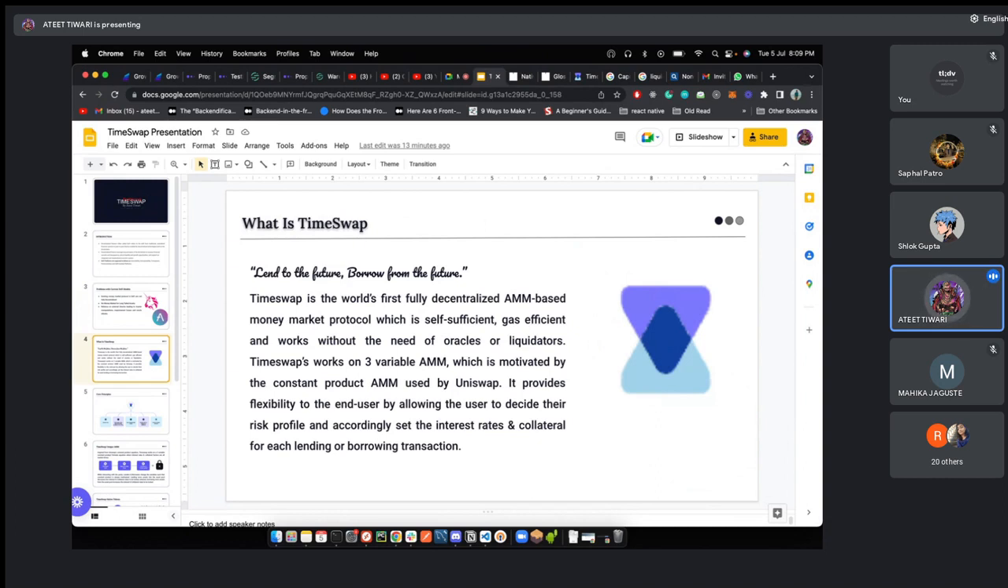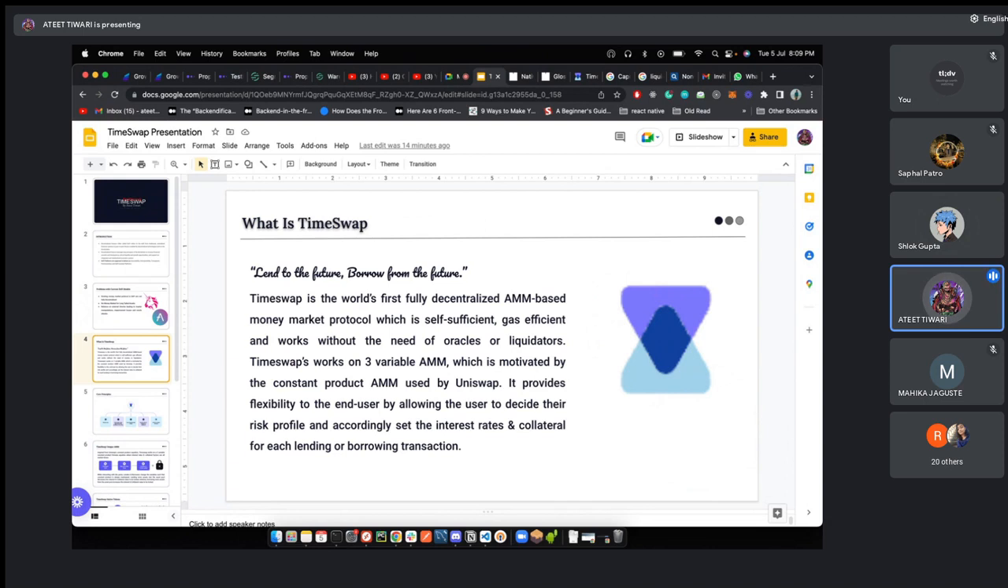In TimeSwap, you are basically lending to the future and borrowing from the future. TimeSwap is the world's first fully decentralized AMM-based money market protocol, which is self-sufficient, gas efficient, and works without the need for oracles. TimeSwap works on a three variable AMM protocol, same as Uniswap. Uniswap is a two variable AMM, meaning constant product AMM. So it is the same as Uniswap, but it is using an AMM model to calculate the collateralized loans.